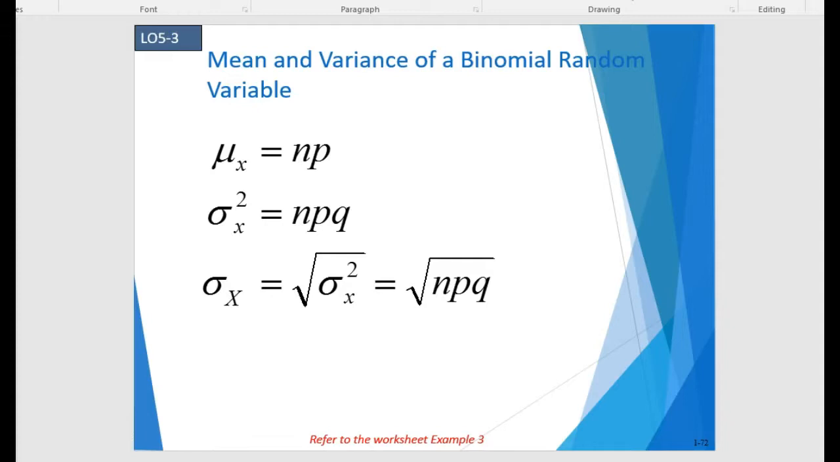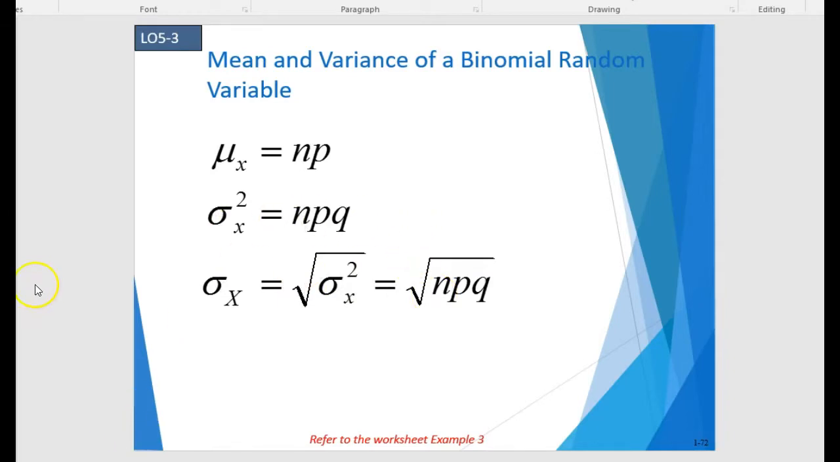The great thing about these named distributions is that some mathematician has already solved these formulas for you, and we've got formulas that are really easy to determine what the mean, standard deviation, variance is, and so forth. So look here, for the binomial random variable, mu of x is just going to be n times p, and the variance is going to be n times p times q, and the standard deviation, as always, is going to be the square root of the variance, so the square root of n times p times q.